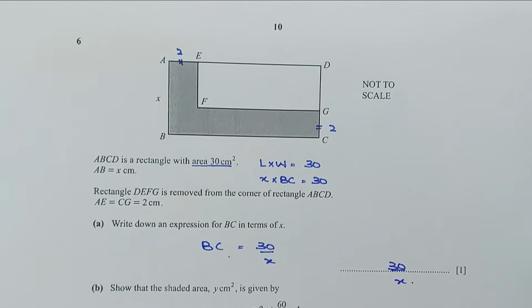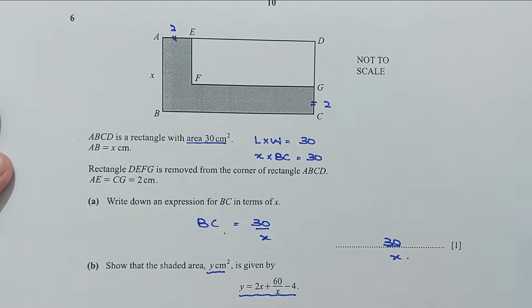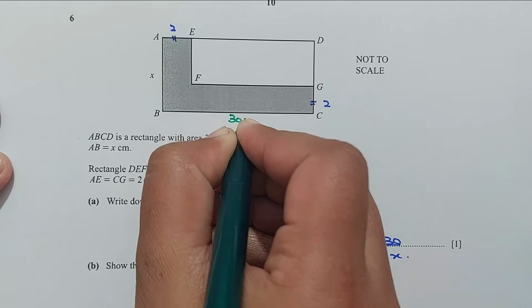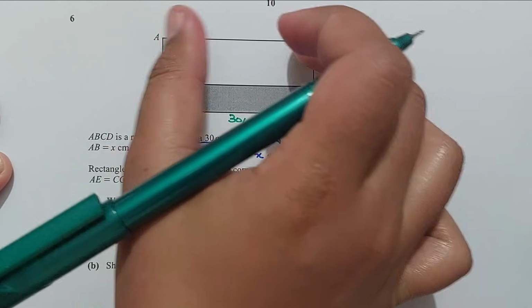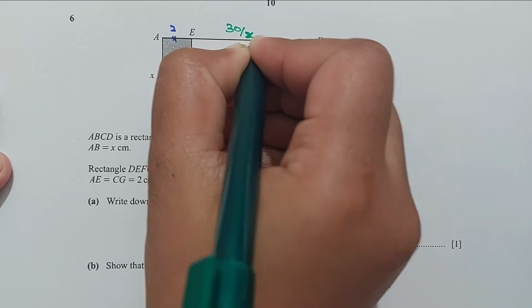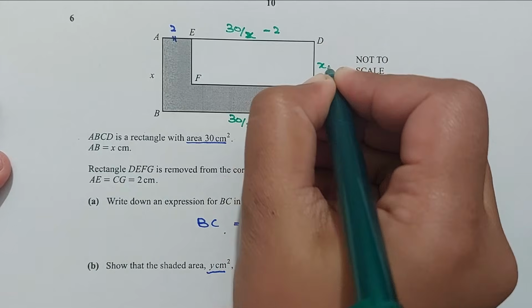Right. Now for part B, show that the shaded area Y centimeter square is written as this. We have to find the shaded area. This side is X, and this side would be 30 over X. This small side is 30 over X minus 2, and this side would be X minus 2.